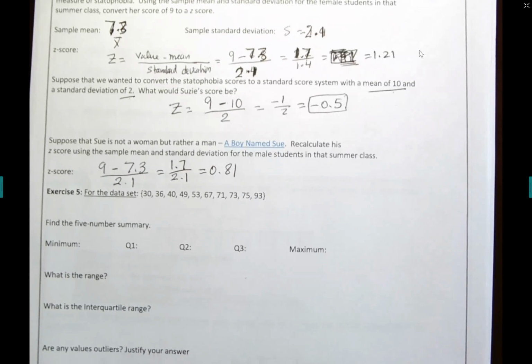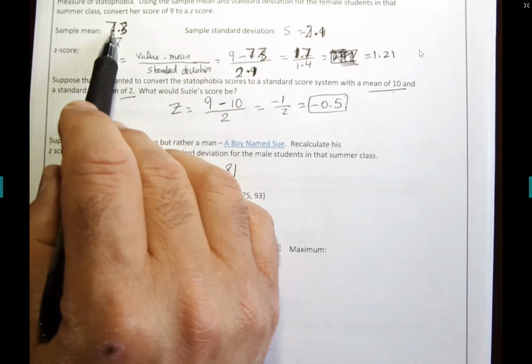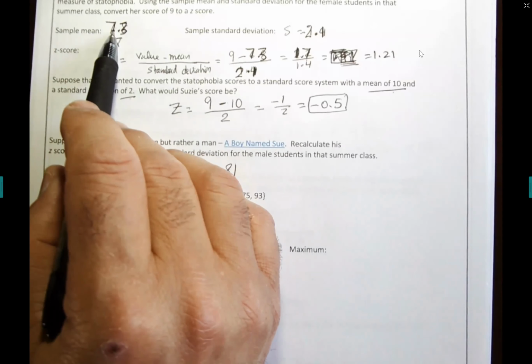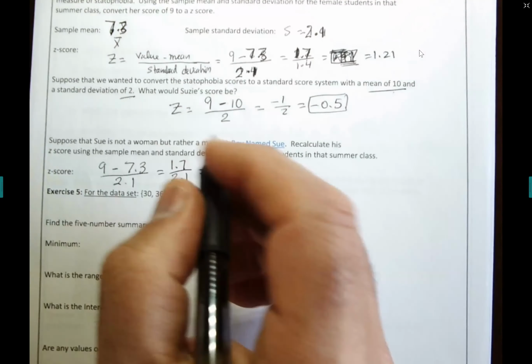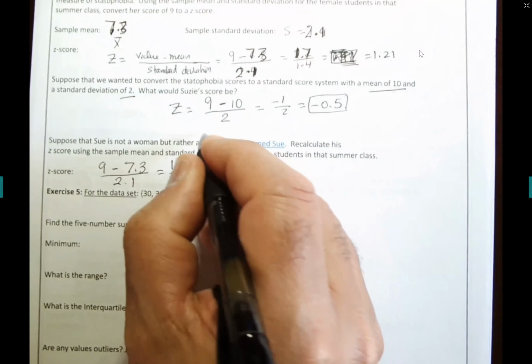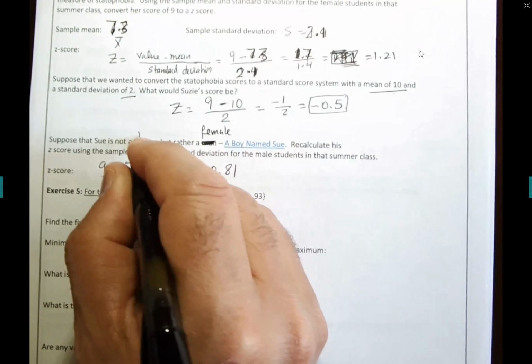Suppose that Sue is not a woman. You know what? I think that was correct here. I used the data for the male students here. So I'm just going to make it a male student. That would still work because we got, and then here, a female. So we'll use the data from the female students.